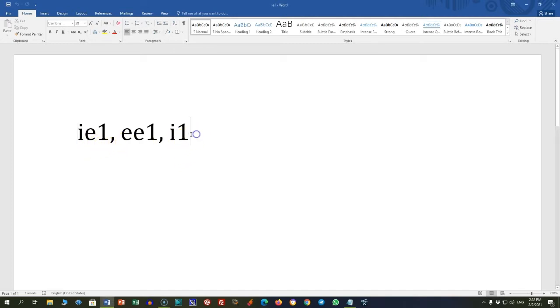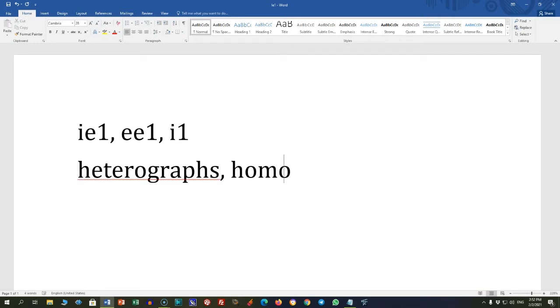These words, in English, we call them heterographs, meaning words that spell differently but sound the same. Another way of calling it is homophones. Homophones means words that sound the same but spelled differently. So either way, this is what we have here, E, E, and E.